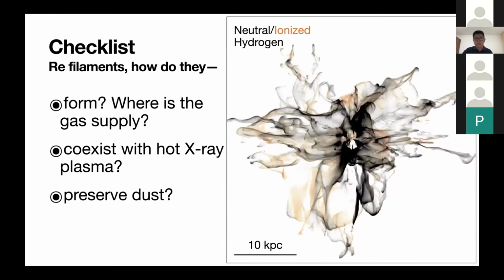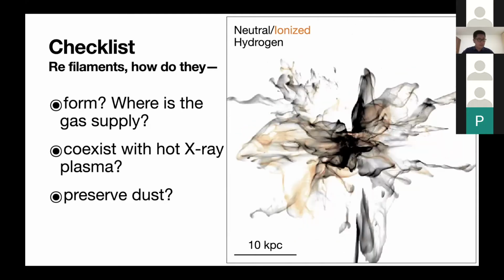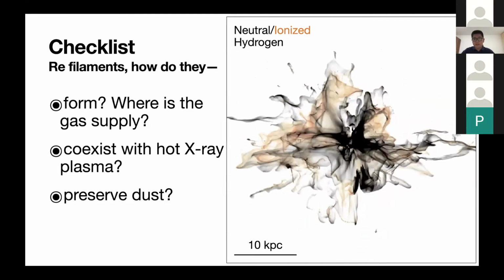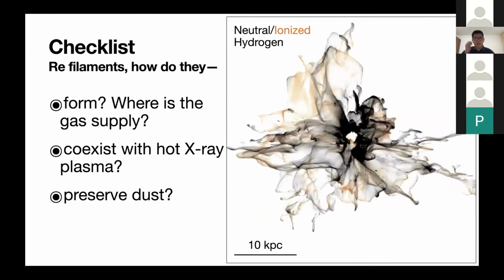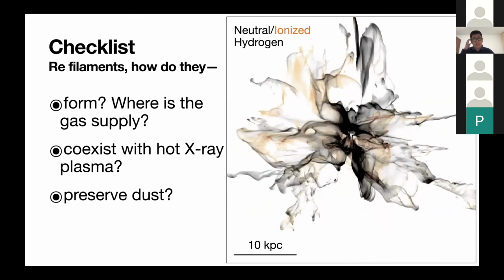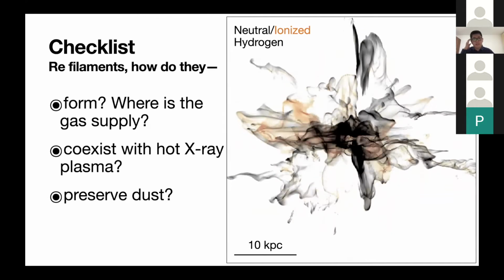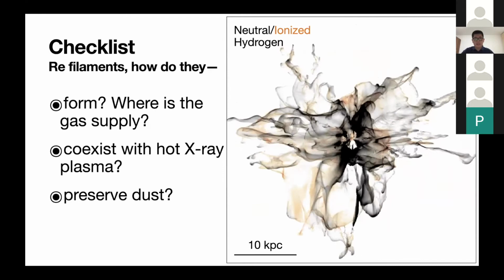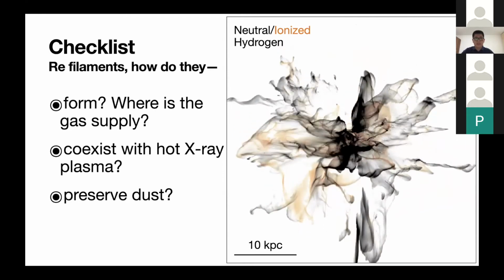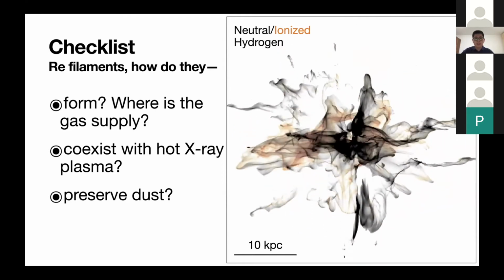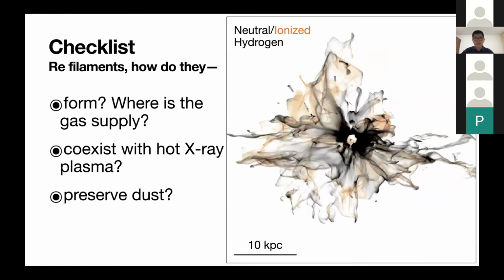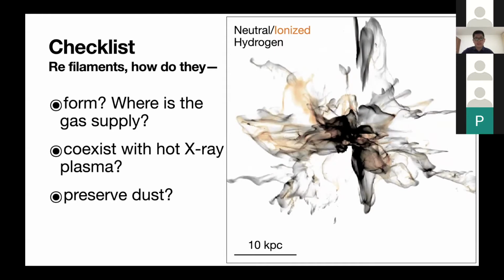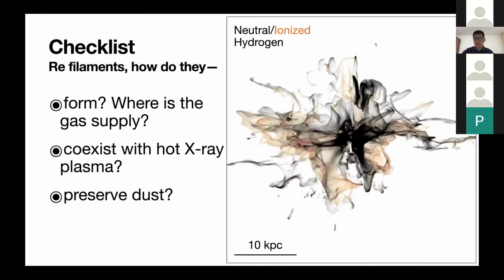Before I go to the simulation results, I wanted to show you this rotisserie view of the filaments in our simulation and introduce the color scheme we'll be using later. The black here is the neutral hydrogen column density, which is representative of the cold gas with temperature below 10 to the 4th Kelvin. The orange here is the ionized hydrogen column density, which is representative of the warm gas we'll be introducing later.